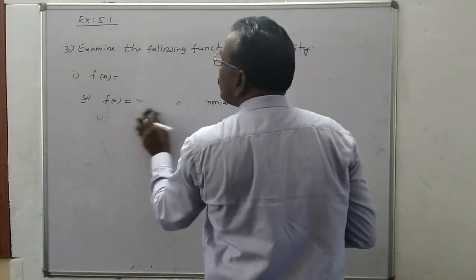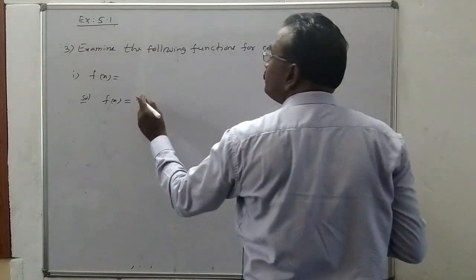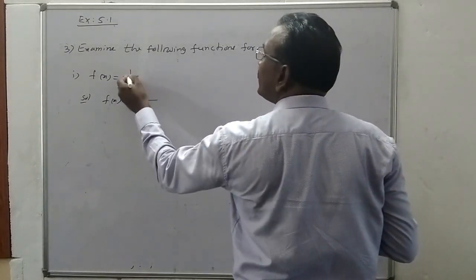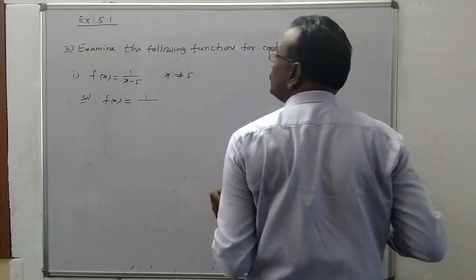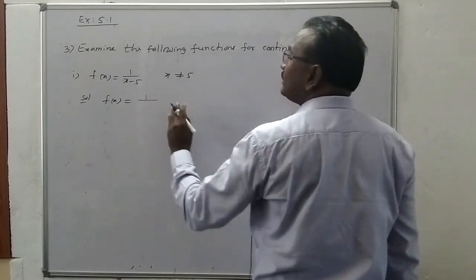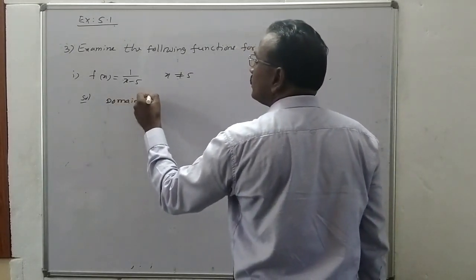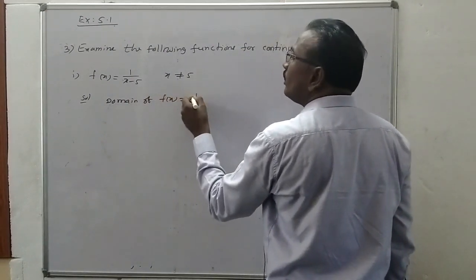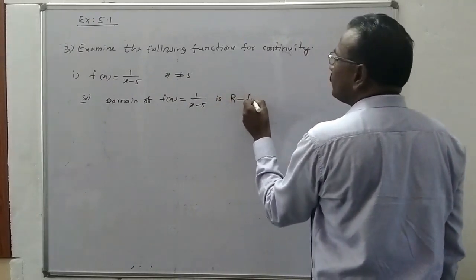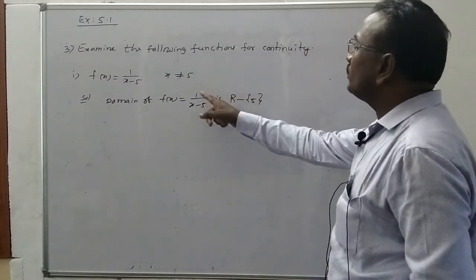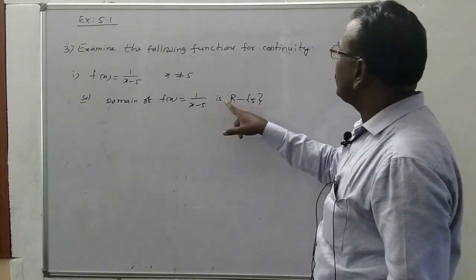Next, question number 2. F of x is equal to 1 by x minus 5. Here x is not equal to 5. So the domain of f of x is equal to 1 by x minus 5 is all real numbers except 5. Except 5, the function 1 by x minus 5 is defined. Therefore the domain of f of x equal to 1 by x minus 5 is the set of all real numbers other than 5.